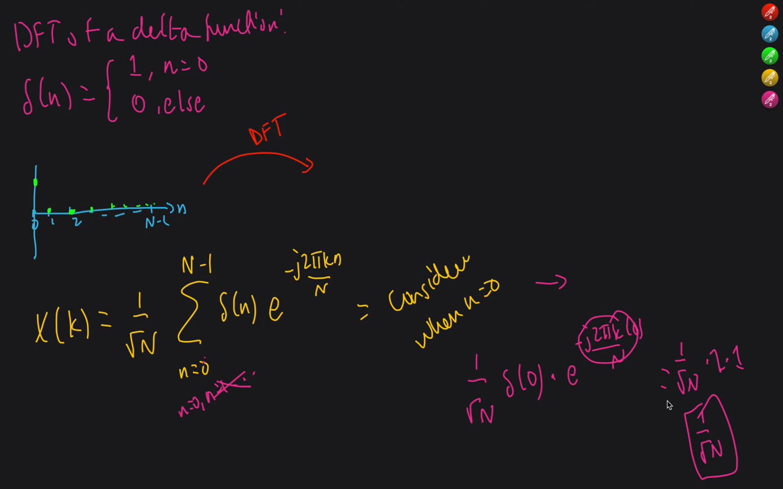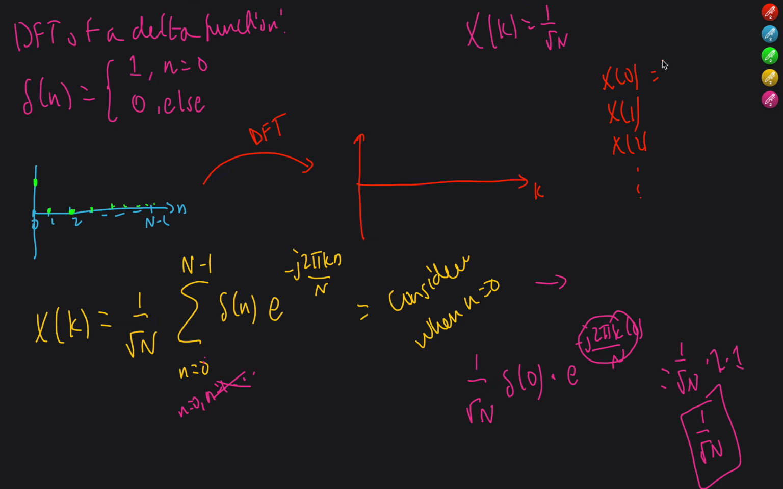Now this is a little bit confusing because this 1 over root N is not going to look like a square root function when we plot it. This says that X of k is 1 over root N. You have to think about it like this: when I go to the frequency domain and plot my DFT against k, I need to figure out what X of 0 is going to be, what X of 1 is going to be, what X of 2 is, etc.